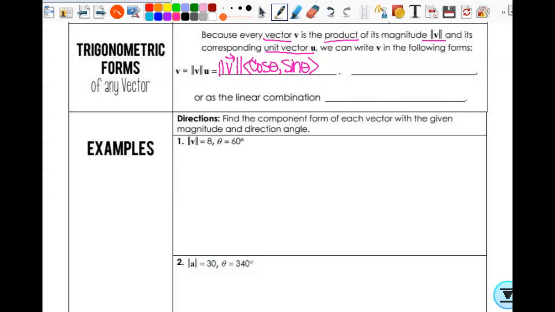And then if that's our scalar multiple, we can actually multiply it in. Then this would be <magnitude of v times the cosine of theta, magnitude of v times sine theta>. Then as a linear combination, vector v would be magnitude of v times cosine theta i hat plus magnitude of v times sine theta j hat.